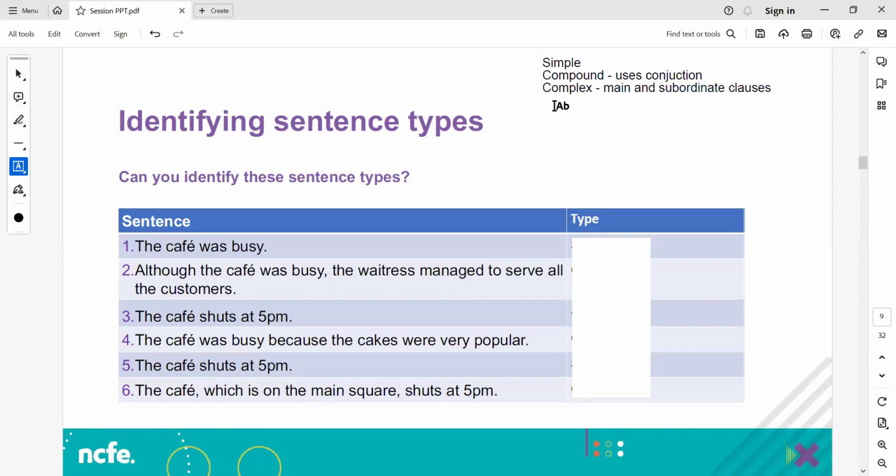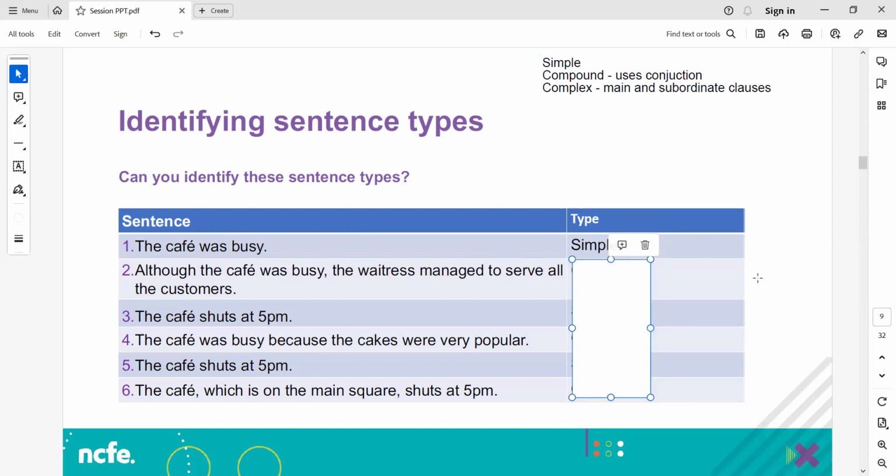Okay, so just put those at the top to remind you. So simple sentence, it's just a short sentence, makes sense on its own. Compound, it uses a conjunction, such as and, but, so, or, because, and so on. Complex, there's a main and subordinate clause. So well done. The first one is simple.